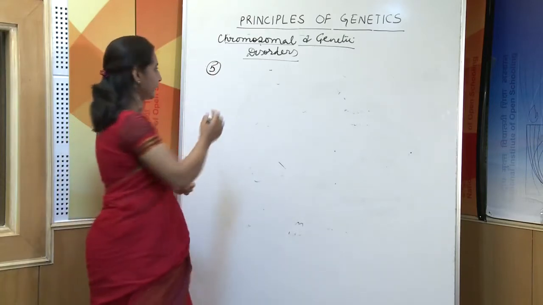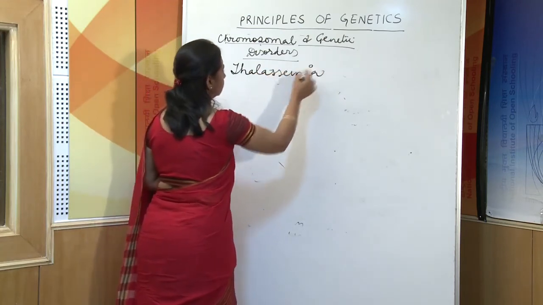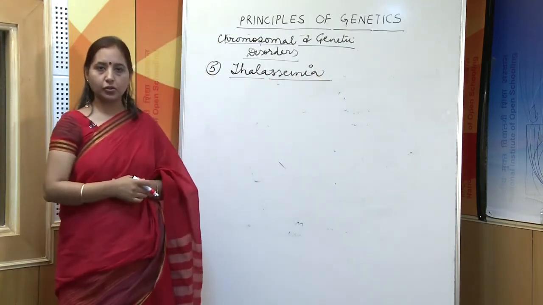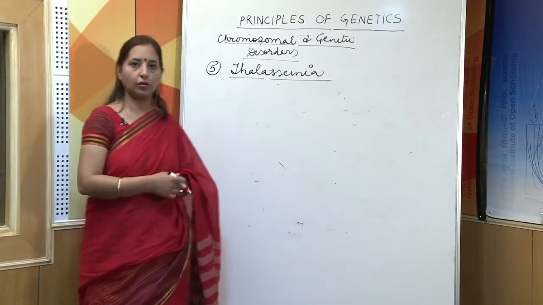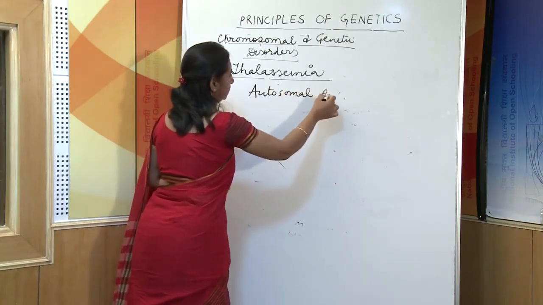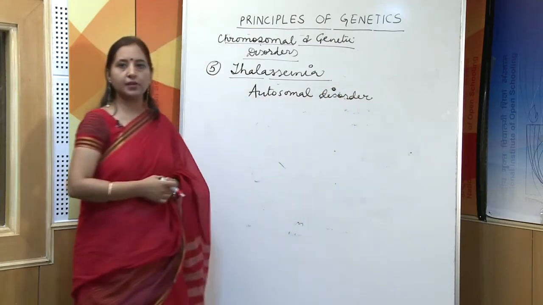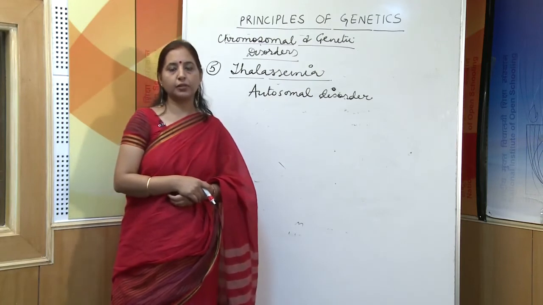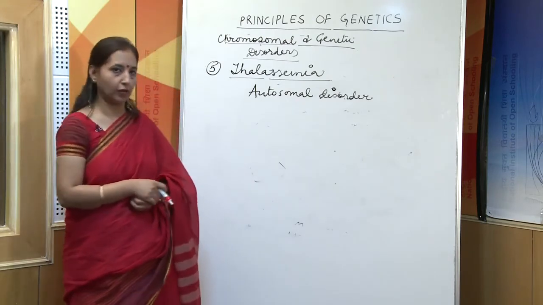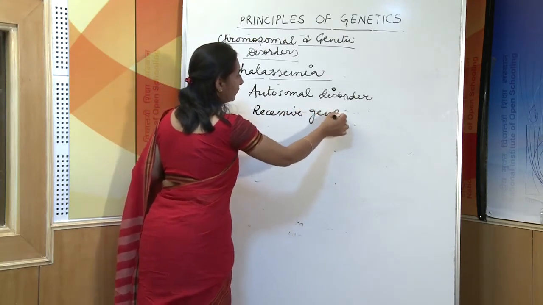Next genetic disorder is thalassemia. This is an autosomal disorder wherein the defective gene is present on the autosome. Since in thalassemia defective hemoglobin is found, the individual suffering from thalassemia has to undergo blood transfusion off and on. It is caused by a recessive gene.